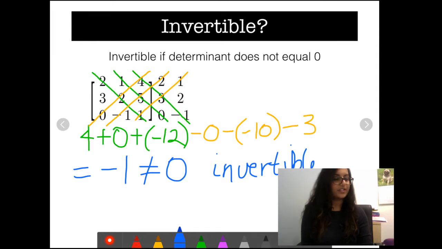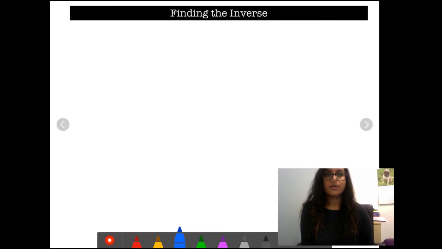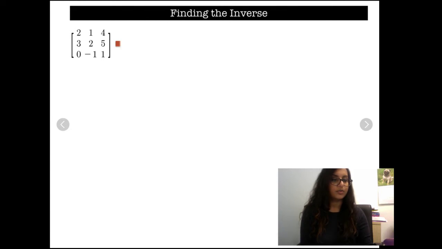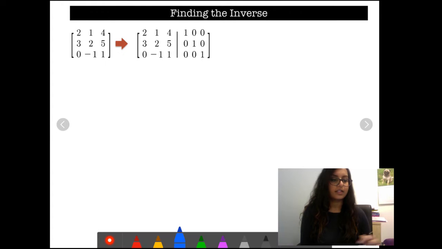Okay, so let's move on. So now we're actually at the step where we're finding the inverse. I'm going to start out with our matrix, and the first thing we're going to do is augment this matrix, which means it's going to look something like this. This is what an augmented matrix looks like.